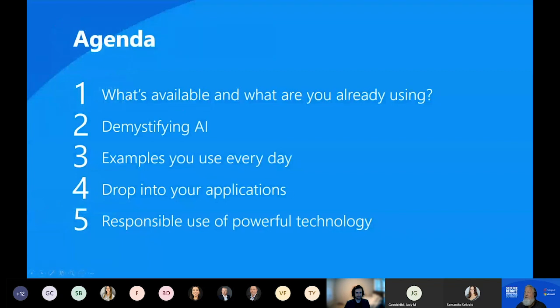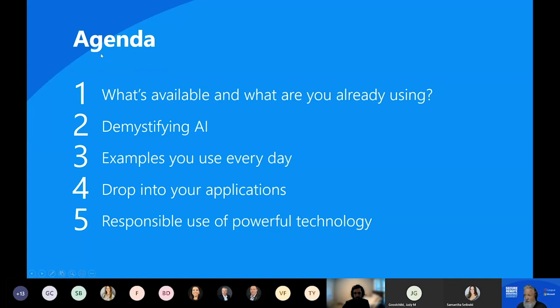So what we're going to talk about today is what's available in M365. I've been sitting in on various discussions today, and there's actually quite a bit of functionality that we've already been talking about across the Microsoft 365 platform that utilizes both machine learning and artificial intelligence functionality.